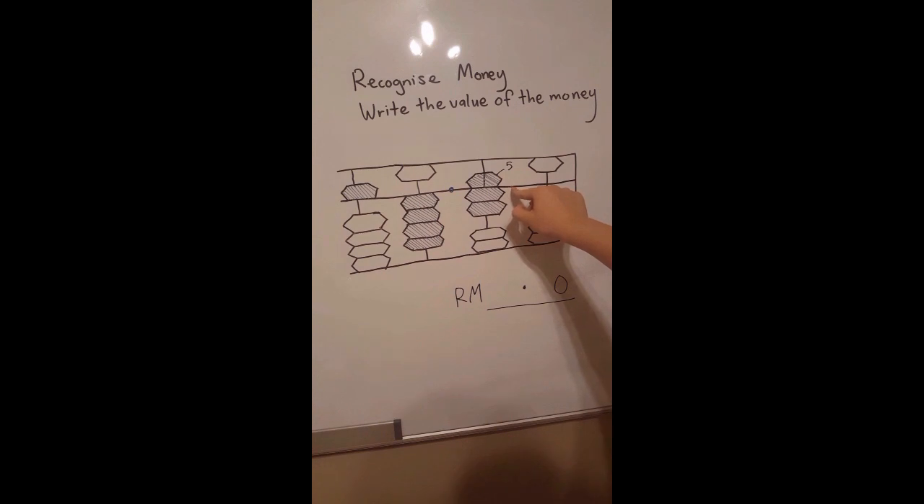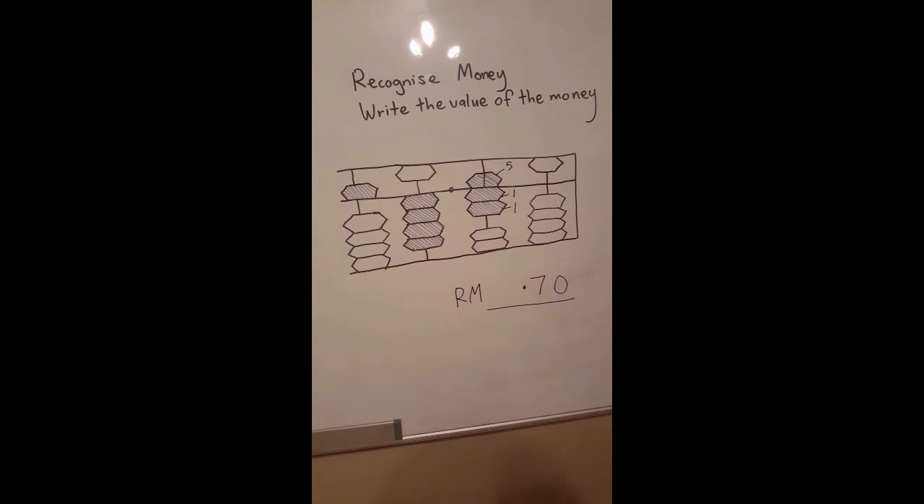Each bead at the bottom which touches the horizontal line counts as 1. So each bead here counts as 1. So we have 1 here and we have another 1 here. So when we add up all the value, we have 5 plus 1 plus 1. We have 5 plus 1, 6. 6 plus 1, 7. So we have 7. We can write it here. Now we are done with the cent. The cent part is here.